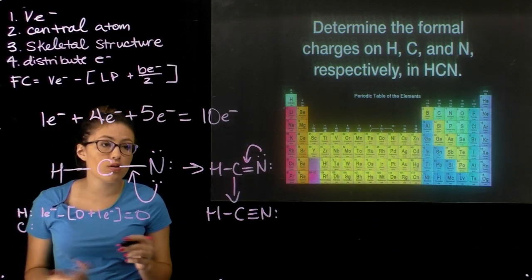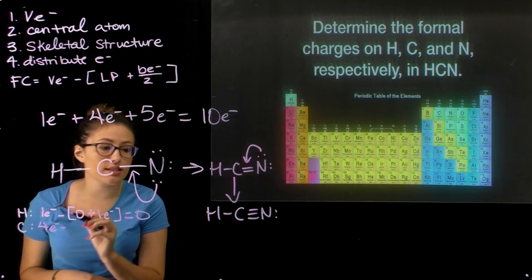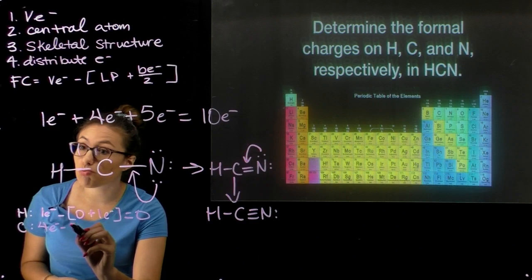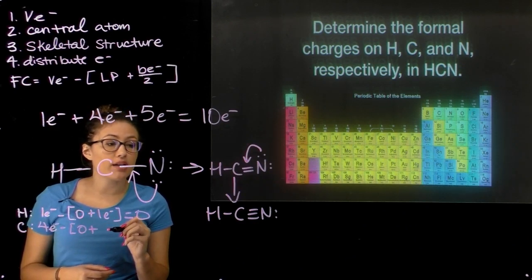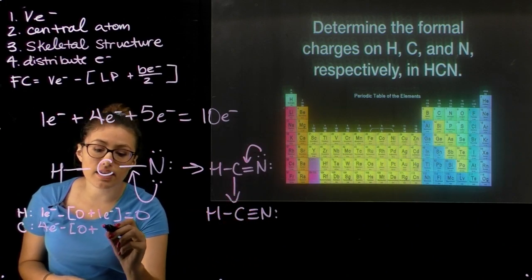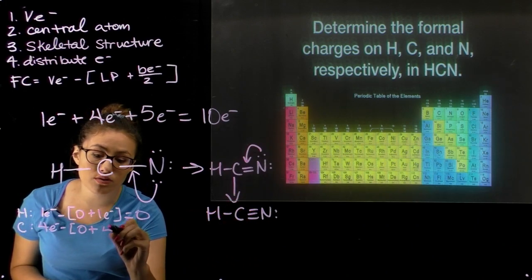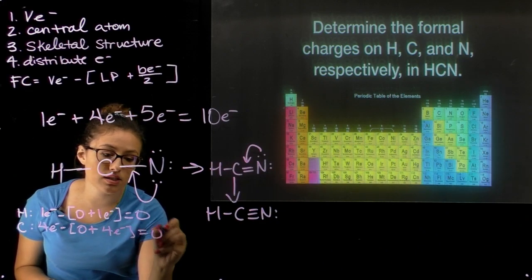Let's do carbon now. Carbon has 4 valence electrons minus how many lone pairs? We do not have any lone pairs on carbon, plus the number of bonding electrons divided by 2. So 2, 4, 6, 8. 8 divided by 2 is 4. So we have 4 electrons. 4 minus 4 is 0.